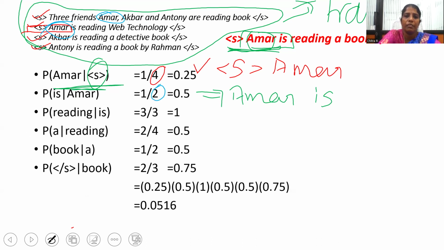And how many number of times Amar is? So we are going to find it for Amar is, right? How many number of times Amar is available? In the second statement, Amar is here. So 1 time Amar is available. 1 by 2 equal to 0.5.